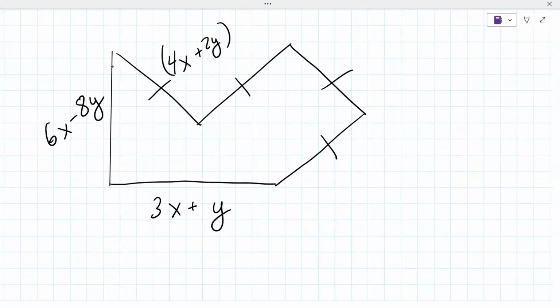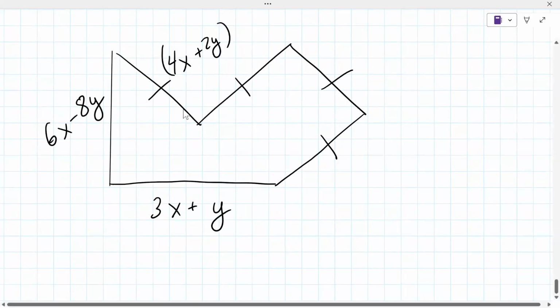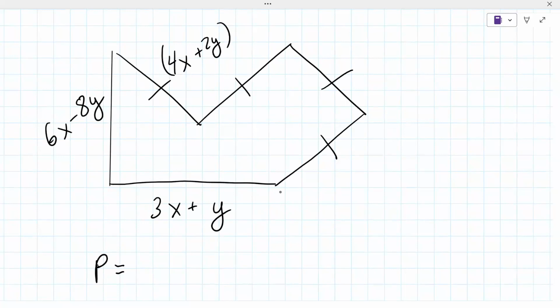Okay. So what I'm trying to show you here is a shape where this length right here is 4x plus 2y. This length over here is 6x minus 8y, and 3x plus y is here. I have no idea if this is true or possible, but I want you to determine the perimeter for this, please.